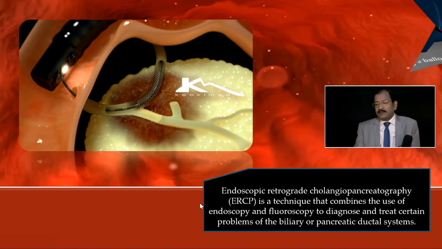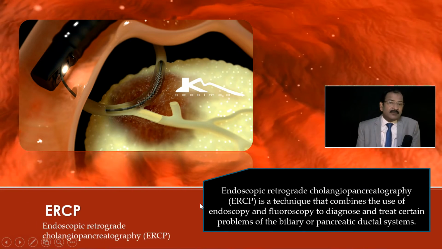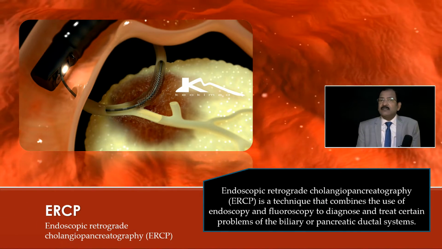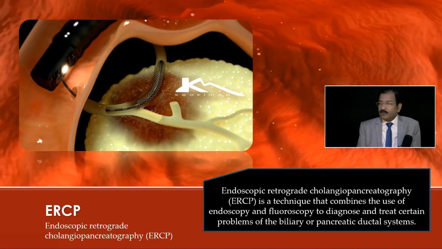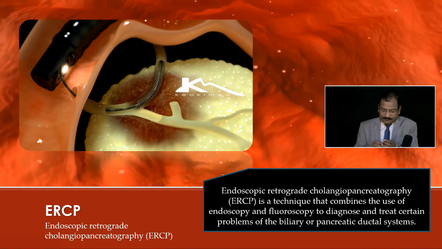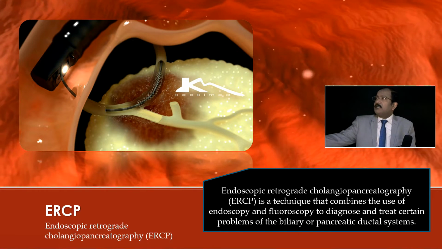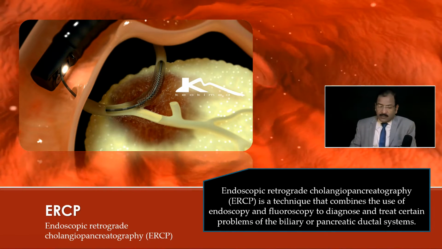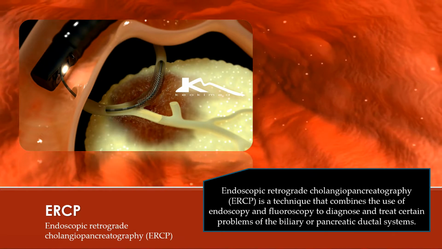Now, ERCP. ERCP has revolutionized the way CBD pathology was dealt with before. The ERCP endoscope is a side-viewing endoscope. We can see here the ERCP scope, and the conventional endoscope is front viewing, but in the ERCP it is side viewing. It is on the side here.